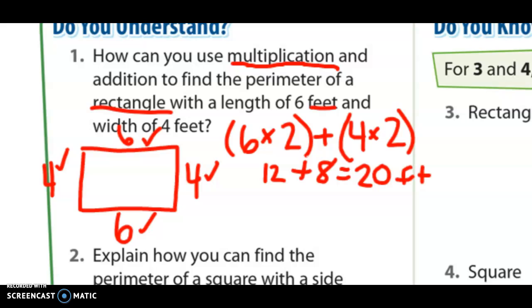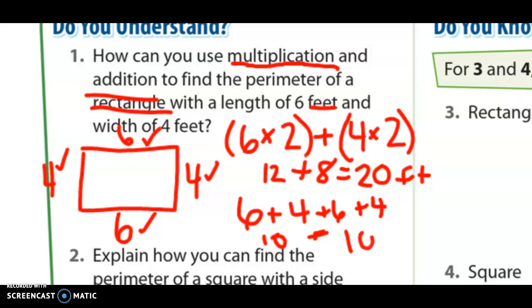Okay. Now, if we wanted to use addition, same thinking, we're just going to add 6 and 4 and 6 and 4. 6 and 4 makes 10. That means the other 6 and 4 makes 10. 10 and 10 is 20. So either way, we got that same answer of 20 feet.